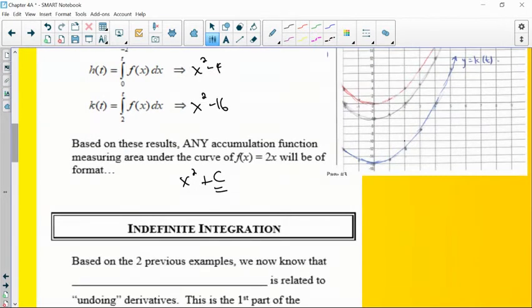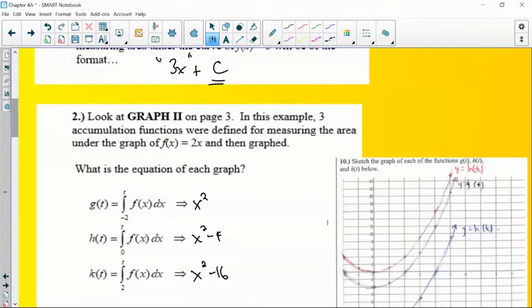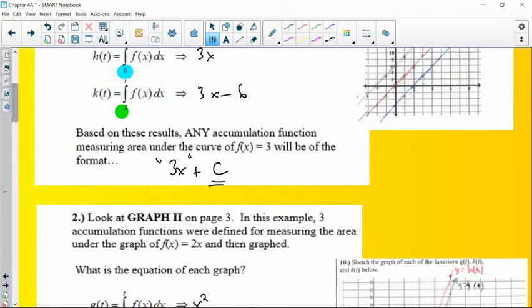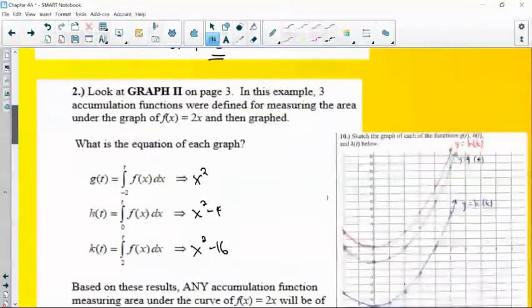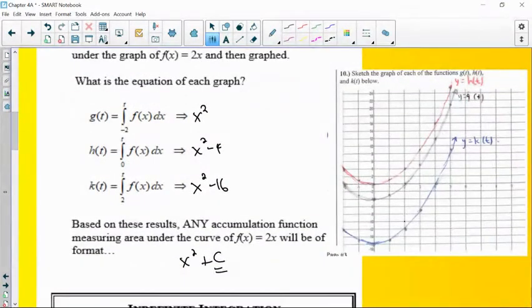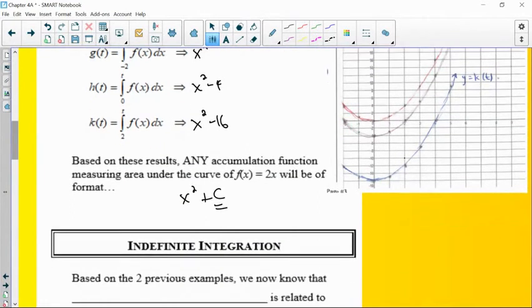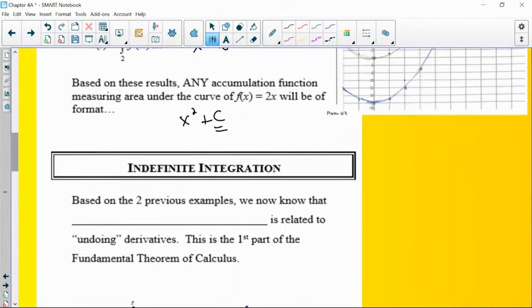So again, there's this merging of worlds here. We're looking at accumulation functions, we're looking at area, and all of a sudden we're thinking, wait a minute, what's the relationship here? There's a derivative relationship, right? What's the derivative of 3x? It's 3, and that's what we were measuring area under. What's the derivative of x squared? It's 2x, and that's the curve we were measuring area under. So there's definitely a connection here.